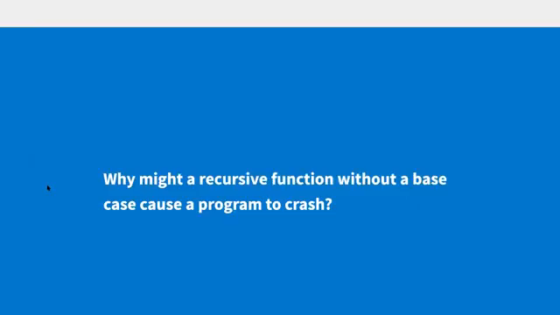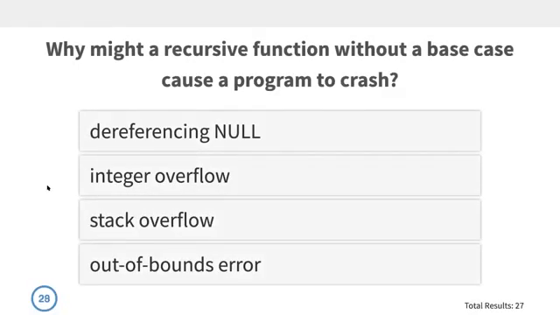Question 9 is, why might a recursive function without a base case cause a program to crash? Your options are dereferencing null, integer overflow, stack overflow, and out-of-bounds error. This is an interesting one because I think, Brian, we've seen a couple of these answers before, so I wonder if either will be correct this time. Let's take a look at the responses.